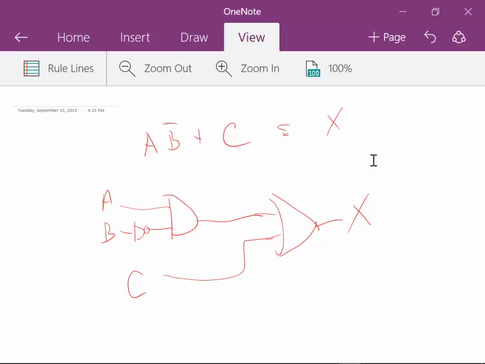Now, the next hard part is how do we come up with a truth table for this? And that's kind of a pain in the neck. This is a long, drawn-out process. This will probably take me close to the end of my class today when I show putting this into a simulator and how that would work. So I'm going to write A, B, C, and then X here.